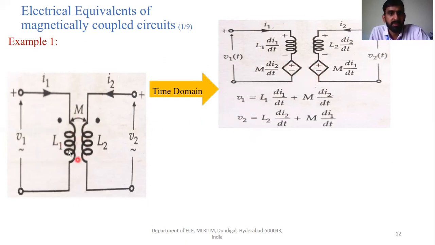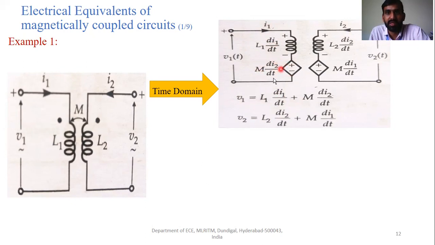So now, with respect to the left hand side loop, so here is the left hand side. Let us write the KVL equation. The EMF acting across the loop, that is nothing but V1, is equal to, so we are having two elements. With respect to this, what is the voltage expression? We have derived this expression already. V is equal to L di by dt, right? Here it is L1, the first coil is L1, and the current is I1. So L1 di1 by dt plus.